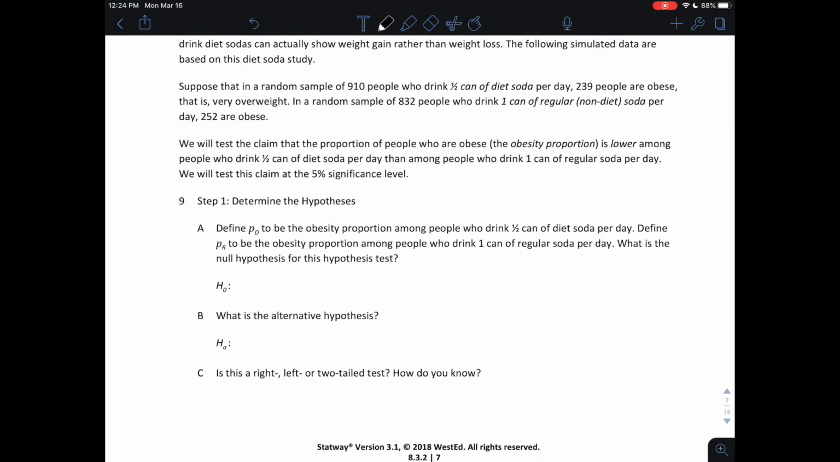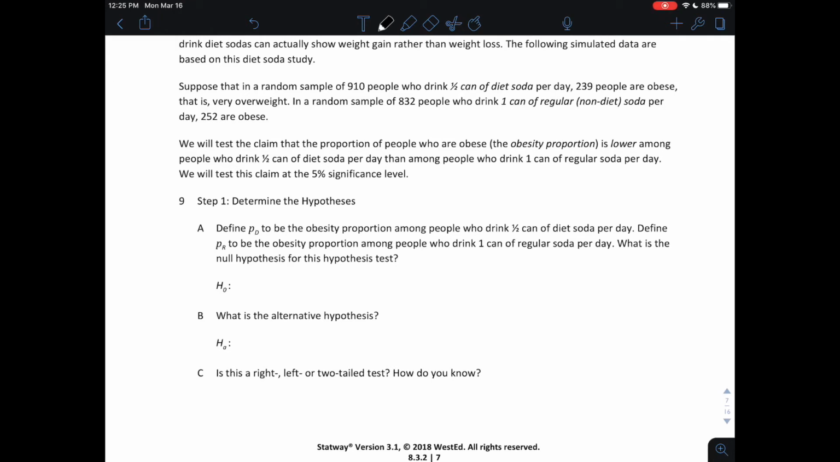Suppose that in a random sample of 910 people who drink a half can of diet soda per day, 239 people are obese. That is very overweight. In a random sample of 832 people who drink 1 can of regular non-diet soda per day, 252 are obese. We will test the claim that the proportion of people who are obese, the obesity proportion, is lower among people who drink a half can of diet soda per day than among people who drink 1 can of regular soda per day. We will test this claim at the 5% significance level.